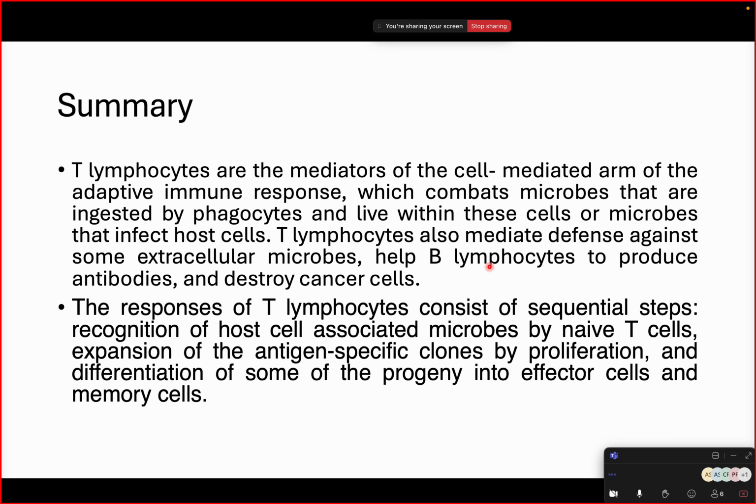The response of T lymphocytes consists of sequential steps following recognition of host cell associated microbes by naive T cells, expansion of the antigen specific clones by proliferation, and differentiation of some of the progeny into effector cells and memory cells.